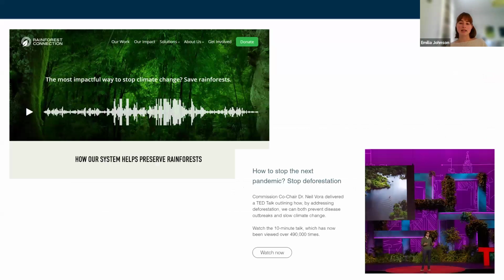And as I said, we work with Rainforest Connection, and this is their home screen, because, as you know, they use acoustic monitoring to detect logging as one of their case uses. So the most impactful way to stop climate change is to save rainforests, and this is from the Pandemic Commission on Stopping Spillover, How to Stop the Next Pandemic: Stop Deforestation. So there is obviously some intersection here.